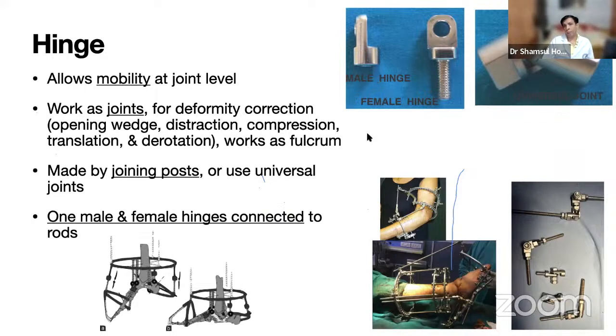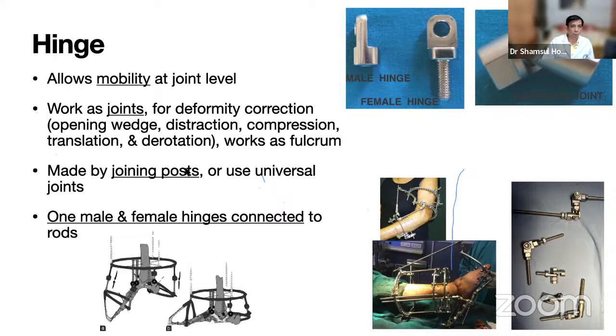But if you are doing a complex deformity correction like club foot, you have to use different universal joints in these planes. We have to correct varus also. We have to correct cavus also. We have to correct equinus also. So these are different uses. So it works as joints for deformity correction, opening wedge, distraction, compression, translation, derotation, works as fulcrum.